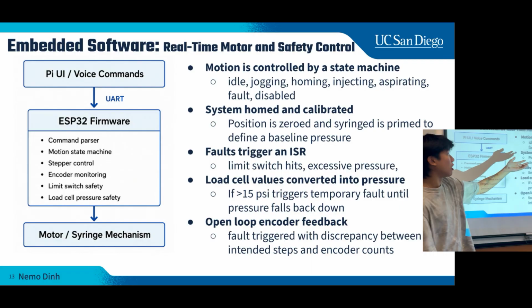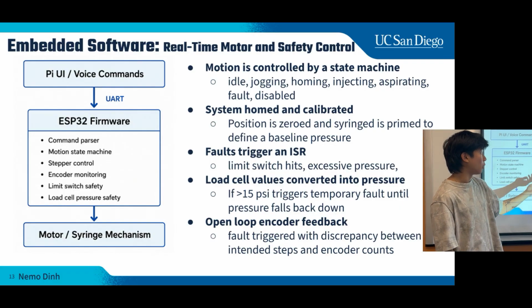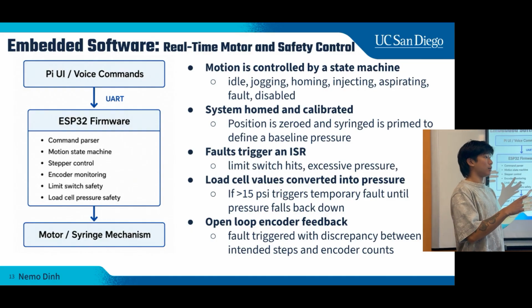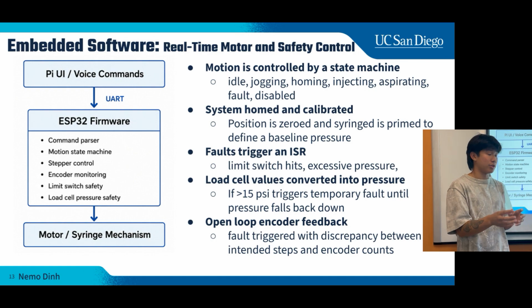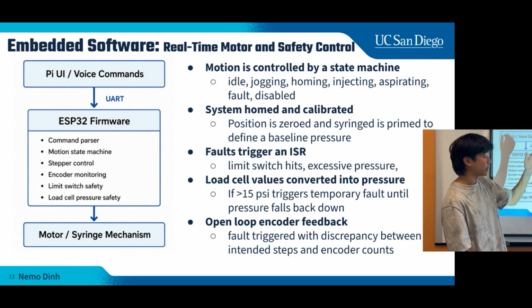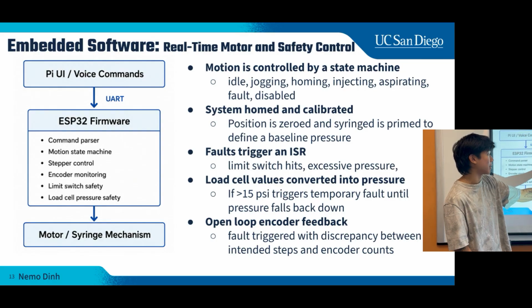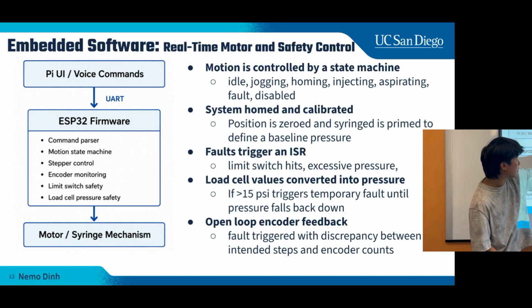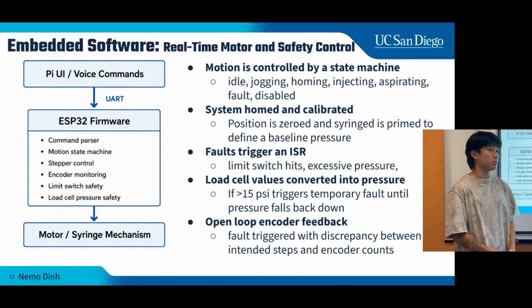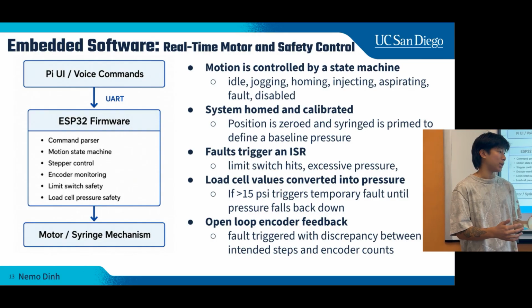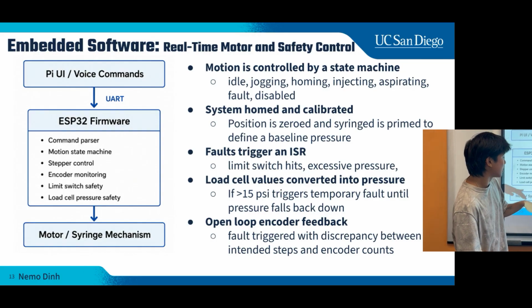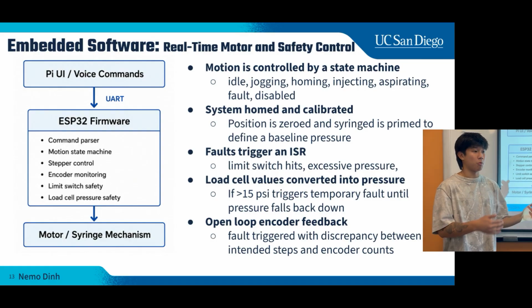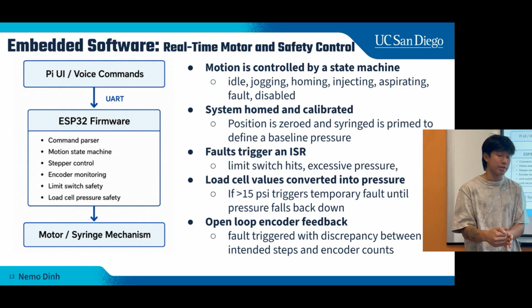These states include idle, jogging, homing, injecting, aspirating, fault, and disabled. These different states decide what commands and what actions are allowed during their states. For instance, if it is currently injecting, it's not accepting more commands unless that command is to stop. The big one here is fault. If it is in a fault state, it's going to lock out all other commands until that fault is resolved. You can see this, for instance, when a limit switch is hit, that creates a fault state and it won't release that fault state until it backs off the limit switch.